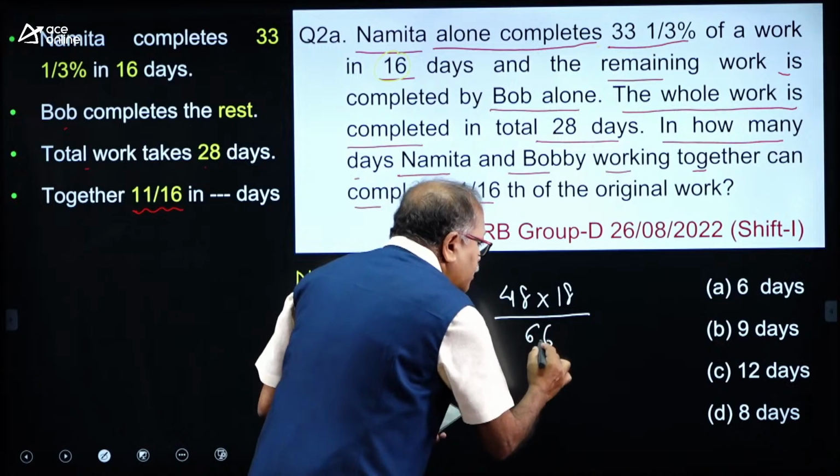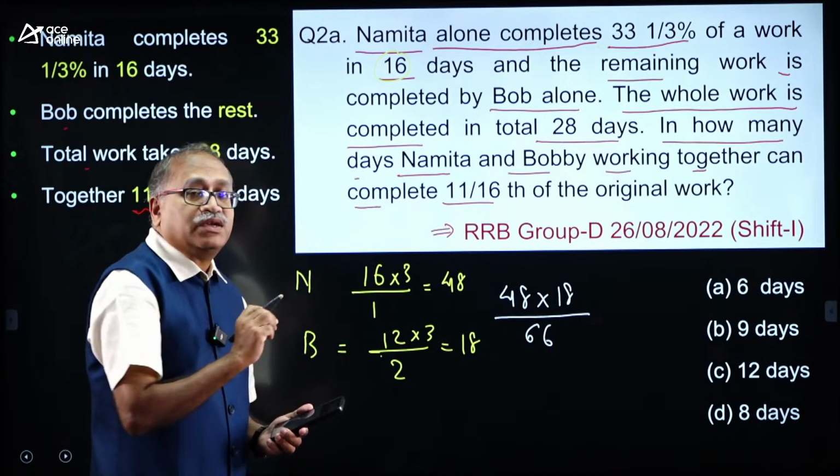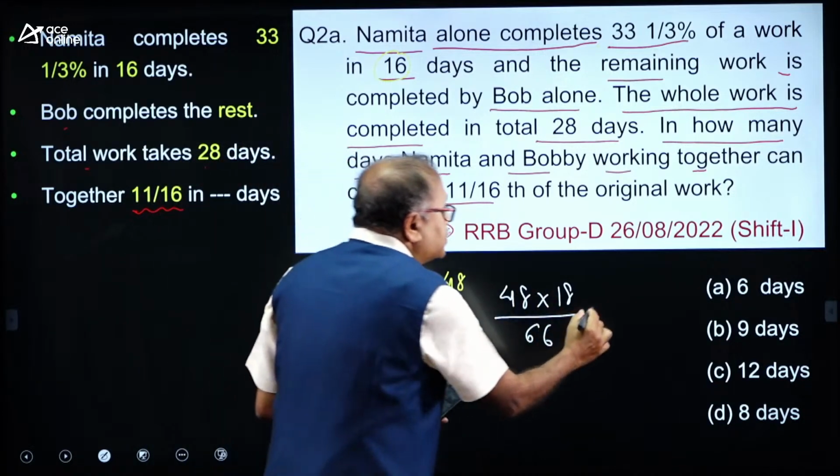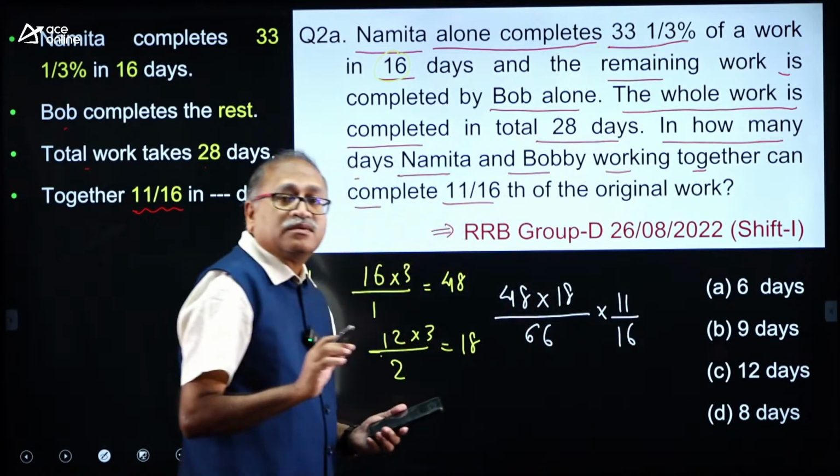This is one work. Together they can complete one work in these many days. I need 11/16 of the work. So, multiply this by 11/16. That is over.